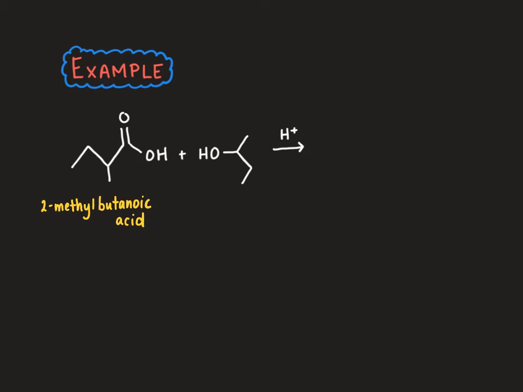Our alcohol is a 4-carbon alcohol, so it is butan-2-ol. It's a secondary alcohol. The OH group is on the second carbon. So when these join together, we're going to be removing the water from between them. So we're basically just going to smush these two structures together.